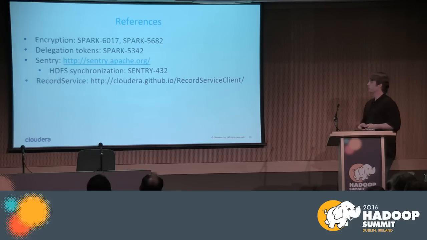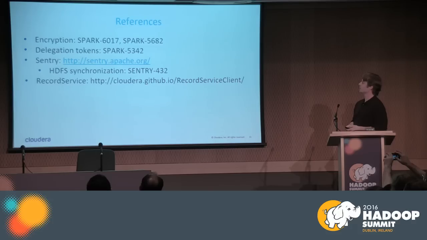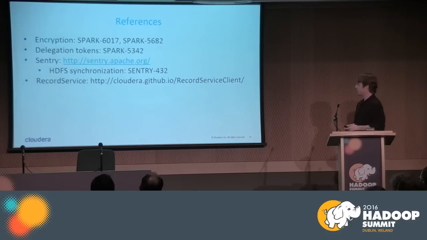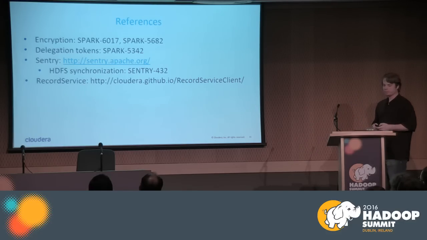And for those looking for some references, there are some bugs tracking the encryption work in Spark, delegation tokens, and some links to Sentry and RecordService. RecordService just had a new beta release last week, I believe, the 3rd beta release. So if you want to try it out, this is a good time.